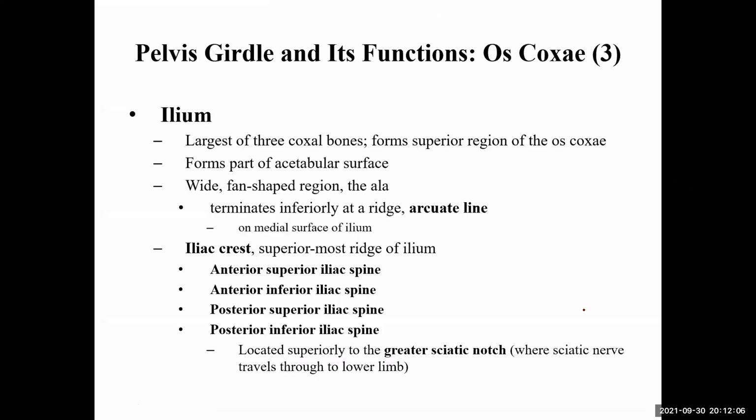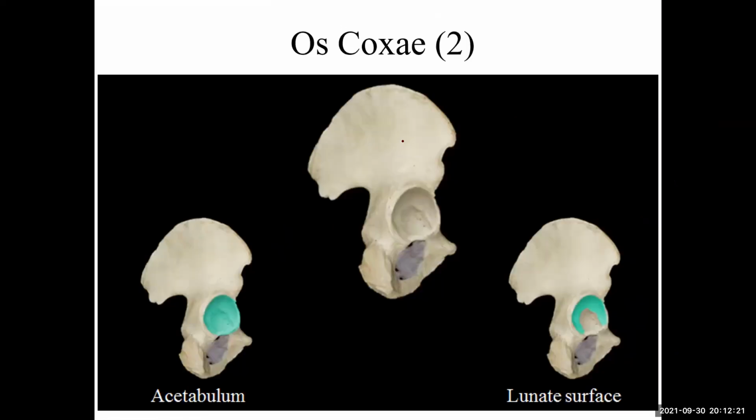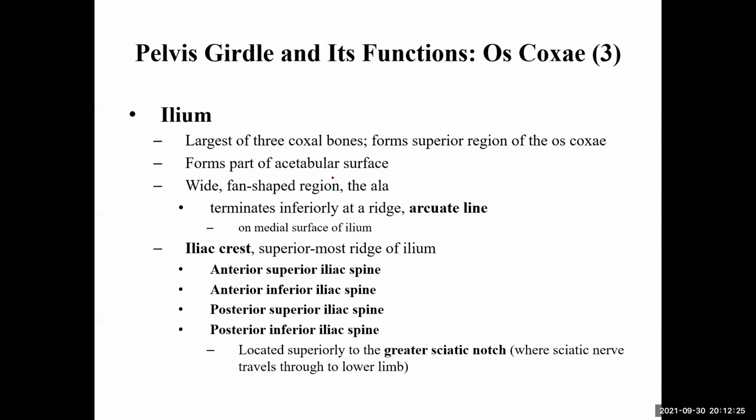All right, so let's talk about the 3 bones here, starting with the ilium. This is the largest of the 3. It's going to make up that fan-shaped area that you saw in our pictures here. This is that big fan-shaped area, the ala. You're going to see several different landmarks on the ilium, but you're only going to be required to know a few of them.